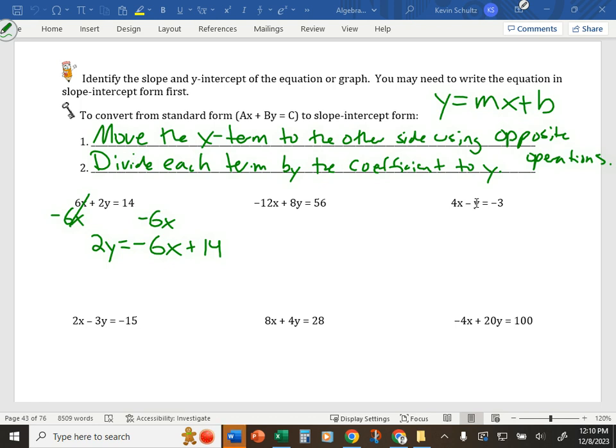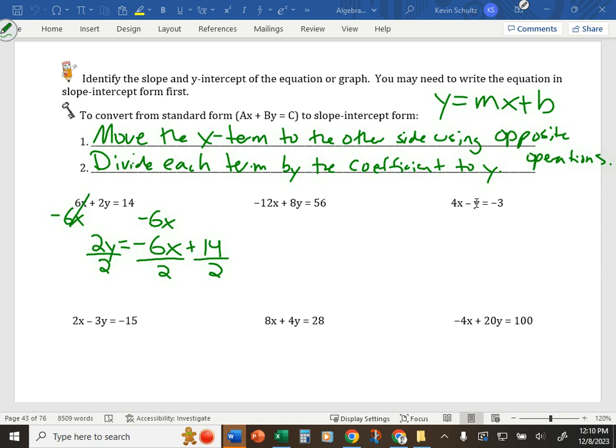Yesterday, we multiplied by something. Today, we're dividing by something. We want to get y by itself. We're essentially doing the opposite steps. So divide by 2, divide the negative 6x by 2, divide the 14 by 2. Everything gets divided by 2.